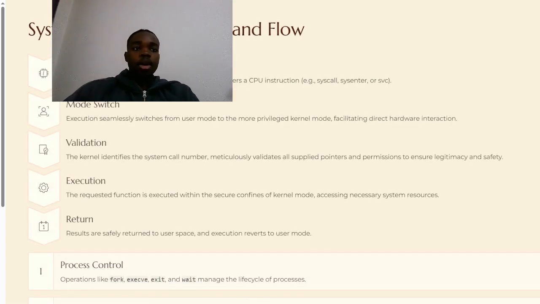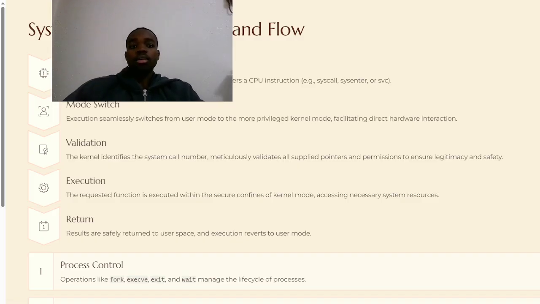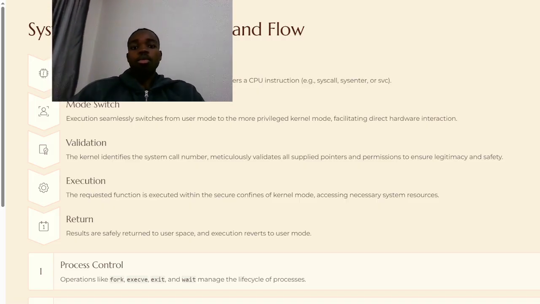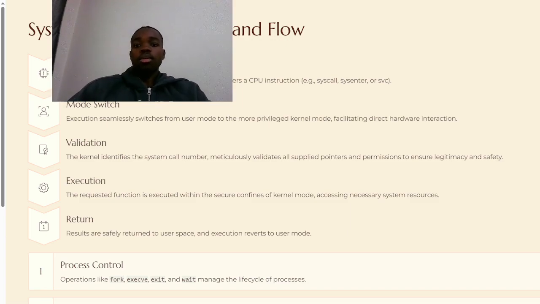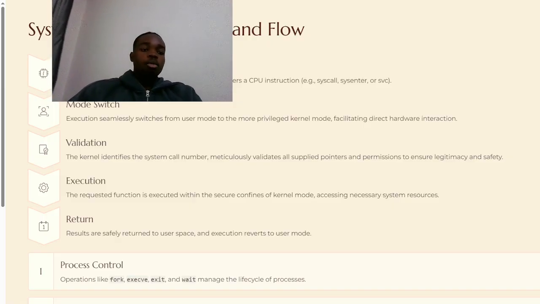So now, the system call architecture and flow are divided into many categories. First of all, invocation. An application invokes wrapper functions that trigger a CPU instruction, such as syscall, sysenter, or SVC. Mode switch. Execution switches from user mode to the more privileged kernel mode, facilitating direct hardware interaction.